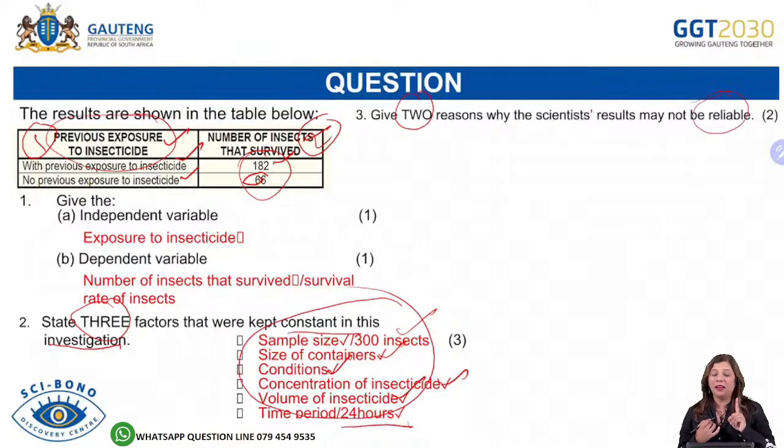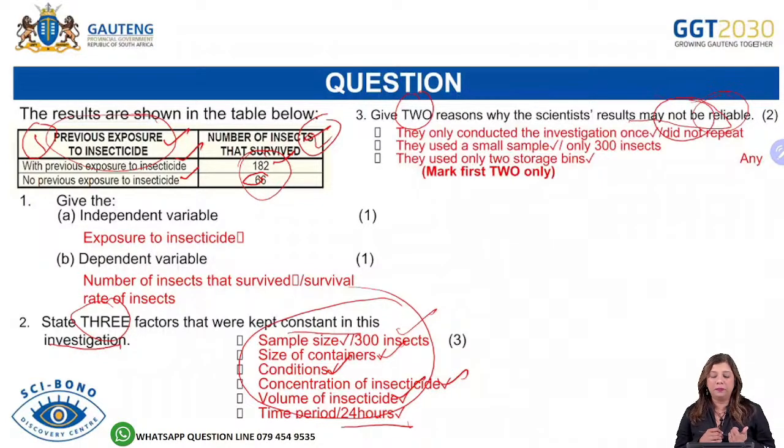But remember, they're not asking why it is reliable. They're asking what makes it not reliable. So we're going to say the opposite. We're going to look at the question and see, okay, did they repeat the experiment? According to what we read, they did not repeat the experiment. They only did it once. Okay. Let's look at the marking guideline. It says they only conducted the experiment once.